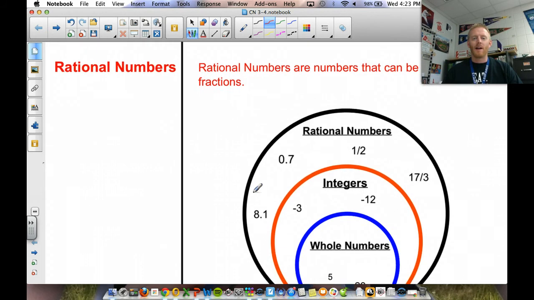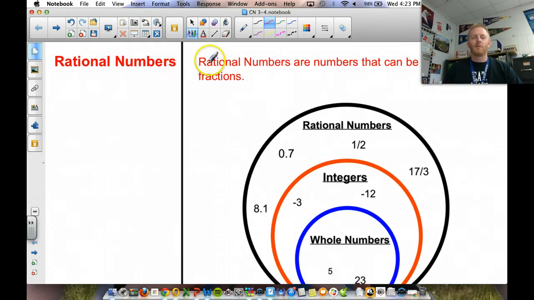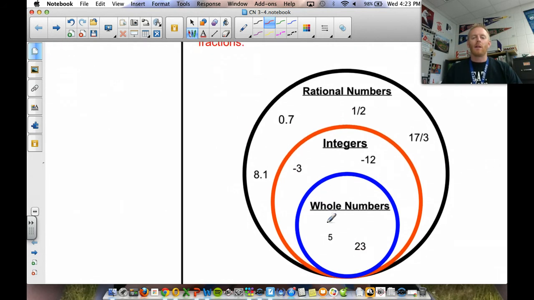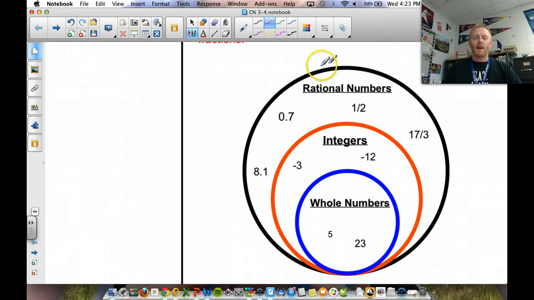to make this Venn diagram because rational numbers, there's a definition here, they are numbers that can be written as fractions. So no matter what, every single number in this Venn diagram can be written as a fraction. What I'd like you guys to all understand is that rational numbers, the big circle, includes integers and it also includes all whole numbers. Now, whole numbers are just the positive numbers, 1 through whatever. Integers are all of the whole numbers and their opposites.